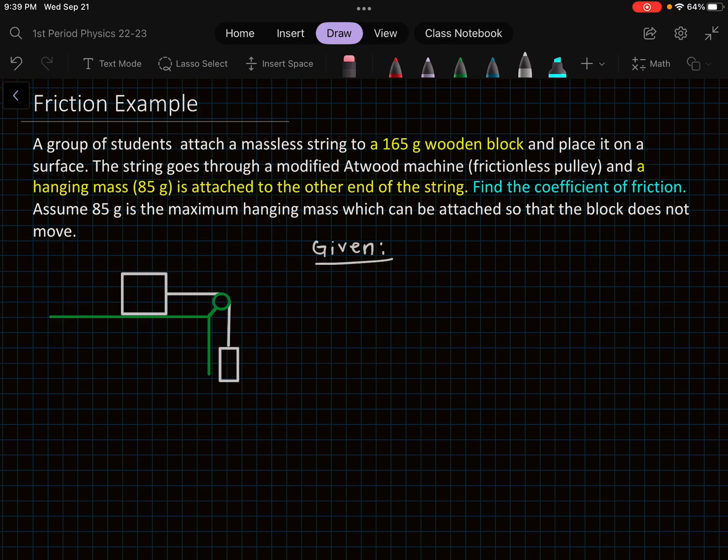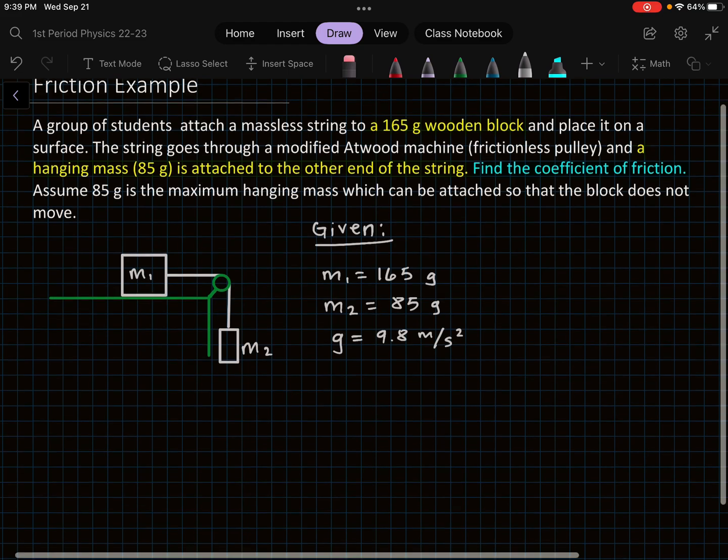Given. So we have, let's call this mass 1, M1, and I'm going to call this one mass 2. So mass 1 is equal to 165 grams. Mass 2 is equal to 85 grams. And that's all we know. Well, we know that both masses are being affected by the force of gravity, right? By their weight. And to find weight, we have to use acceleration of gravity, and we know that is 9.8 meters per second squared. And we have to find the coefficient of friction, which is the Greek letter mu.